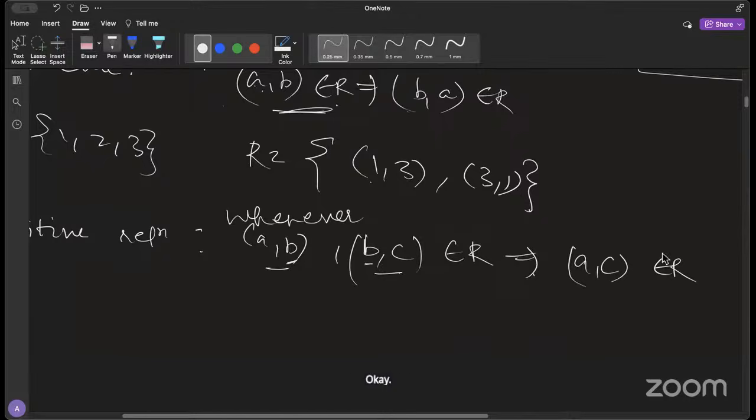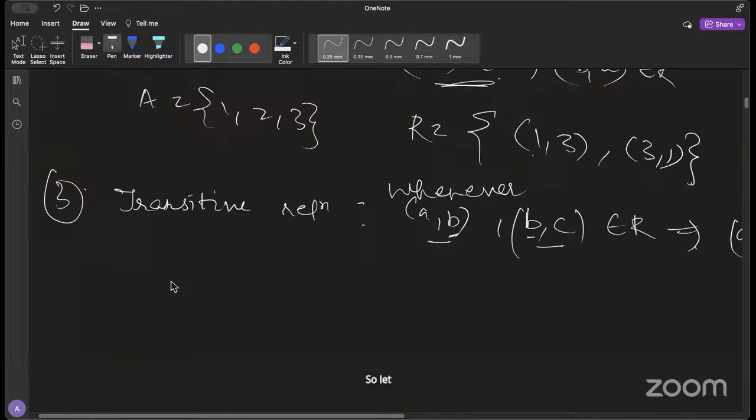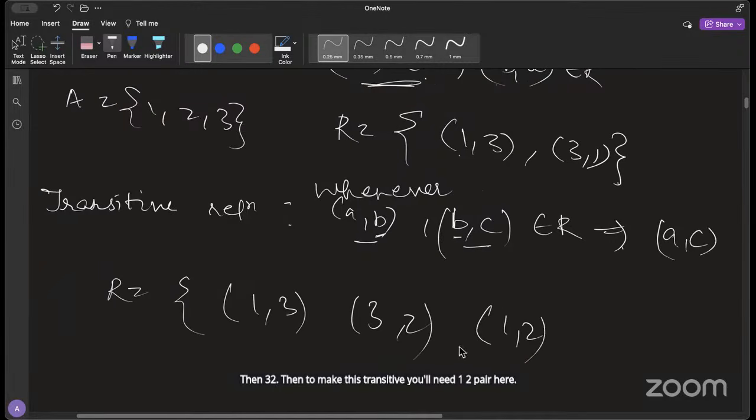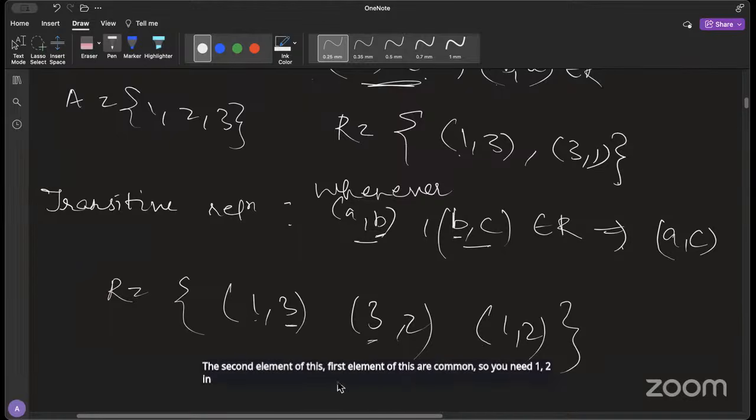This should hold for every element. So let's say you have the same set A and you're defining a relation here. Let's say you have (1,3), then (3,2). Then to make this transitive, you will need the (1,2) pair here, right? You can consider this a transitive relation because the second element of this and the first element of this are common. So you need (1,2) in the list.